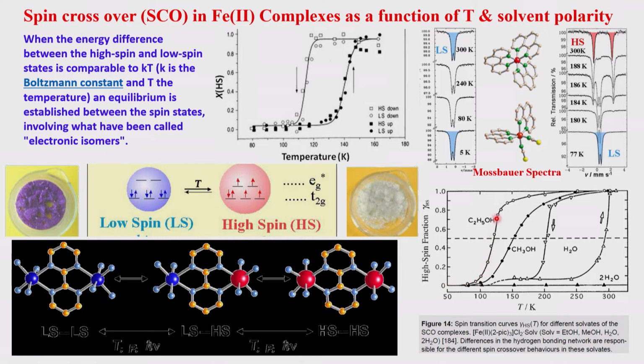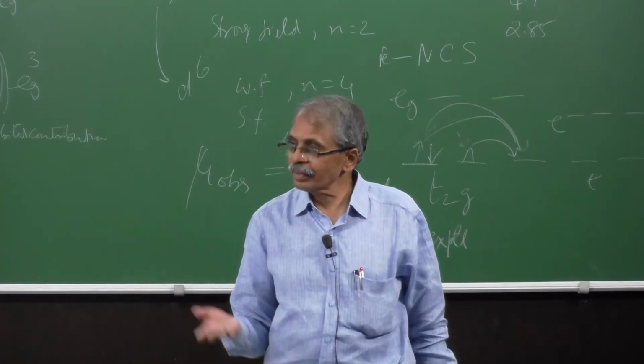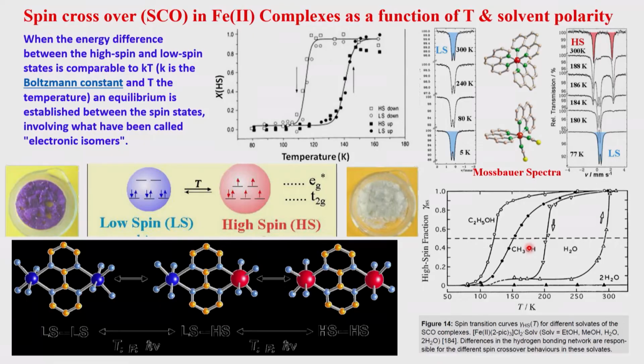You can see for ethanol it goes this way, if you take methanol it goes this way, and if you take water it goes this way. So they have different transition temperatures where the magnetization goes from low spin to high spin. So low spin high spin transition temperatures depend even on the solvent. They are not even directly bonded, but they are quite influential. You can look at the crystal structures if you want to know further.